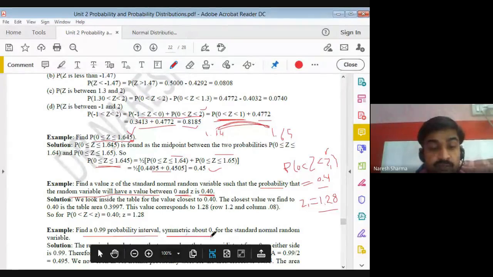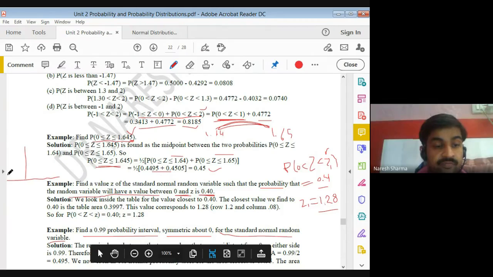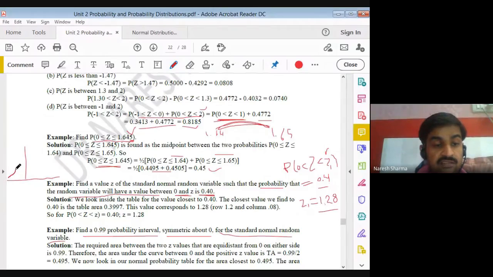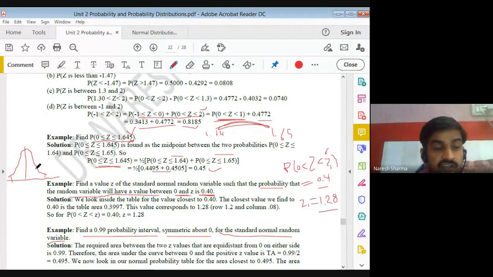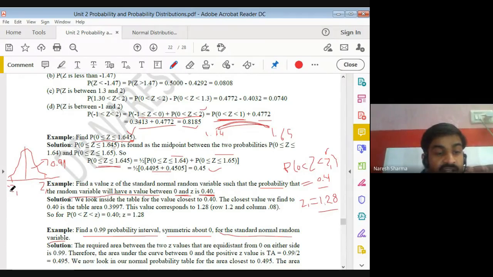Symmetric about 0, so this is symmetric, that means it is obviously a normal distribution, a standard normal distribution variable, right? If you know that in case of a normal distribution, your graph looks like this. It says this complete area where the probability is 0.99. So you may assume that this point is minus z1 and this is z1. As the probability on both sides is the same, we may calculate it like this.